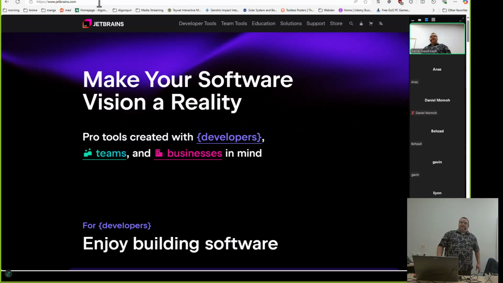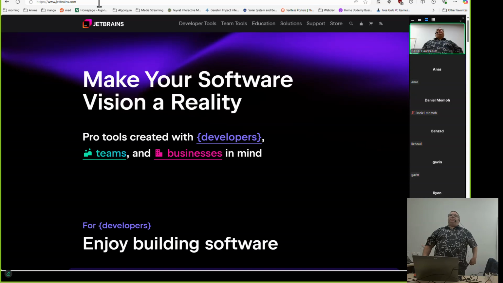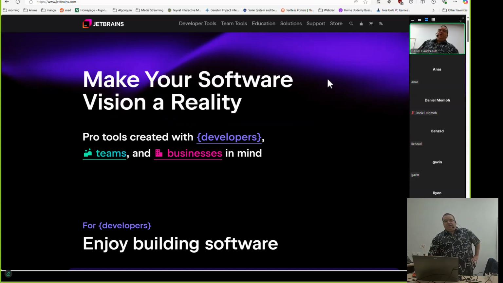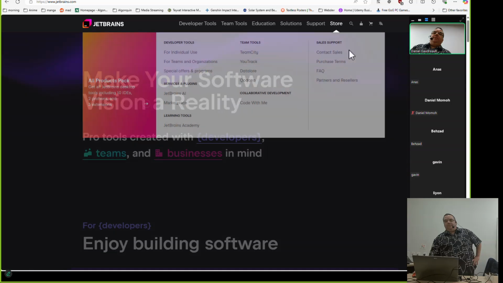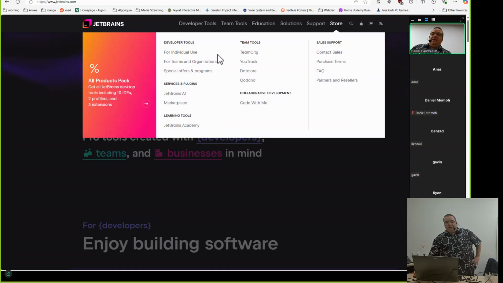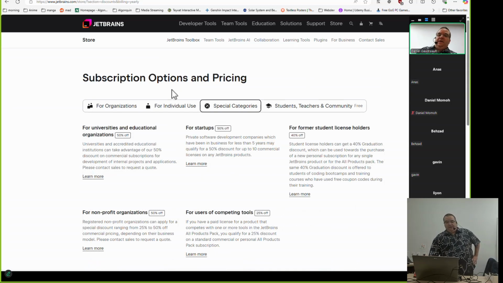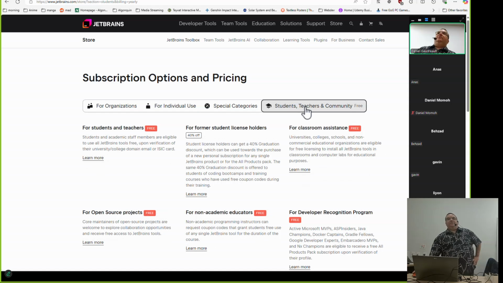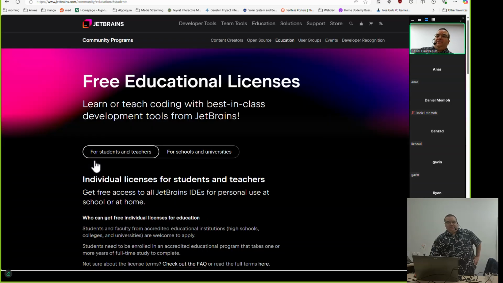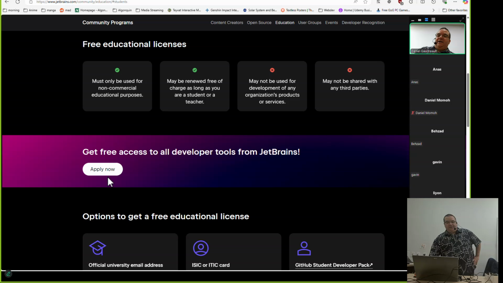Although the instructions are fairly decent, I'd rather just give you guys the quick walkthrough on how to get it. So you go to the JetBrains website, you hit store, and you'll see special offers and programs. You go to special offers and programs. Literally at the end here, there's a thing for students, teachers, and community. Click on that. And then you go for students and teachers, and you hit learn more. And then you scroll down a bit and you go apply now.